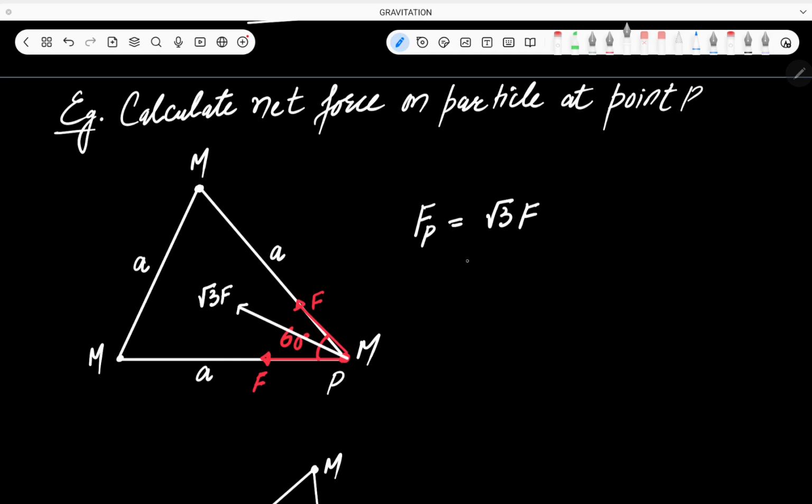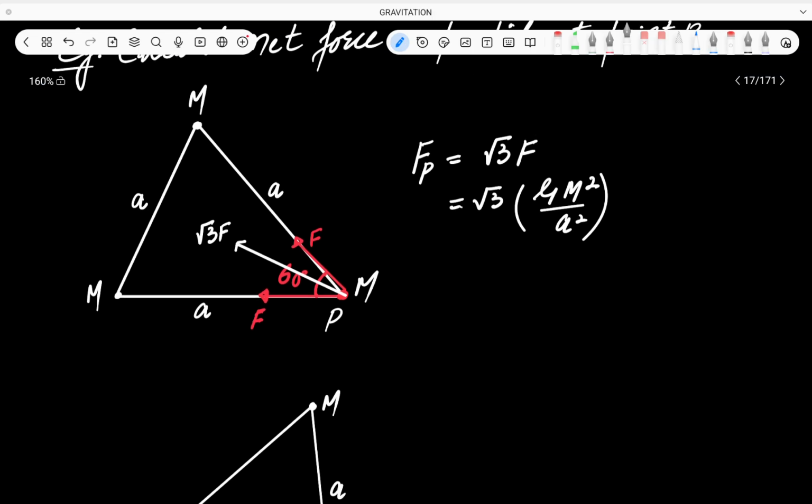ठीक है जी. So F is the gravitational force between two particles, which is equal to G m1 m2 divided by r square. So m into m is m square divided by a square. This is the net force on the particle at point P. In fact, this is the force on this particle also, and this is the force on this particle as well. Simply, there are two forces on this particle P, and the resultant of those two forces is root 3 into F because the angle is 60 degree, and F के बदले मैंने क्या insert वहाँ पे किया, that is G m square divided by a square.